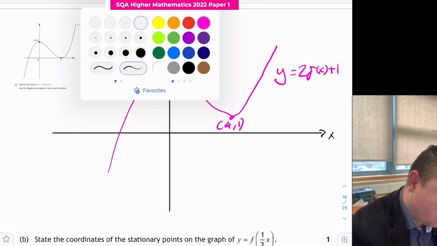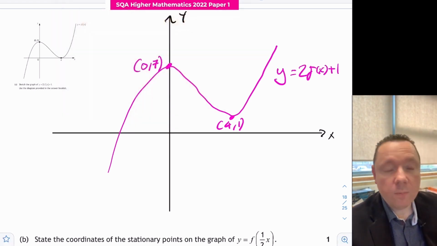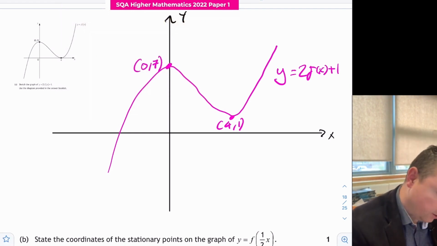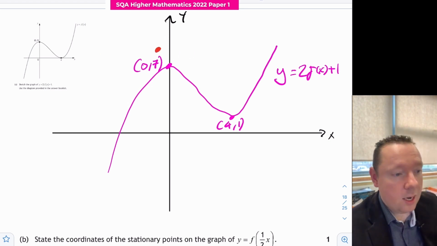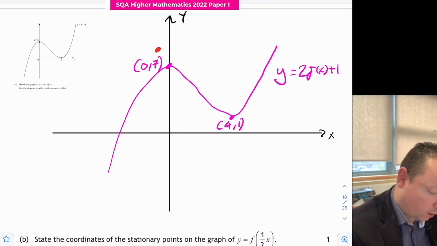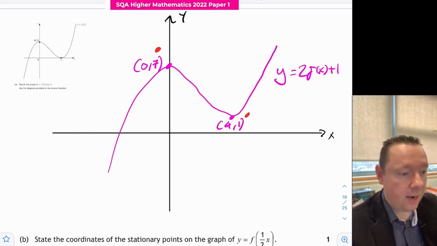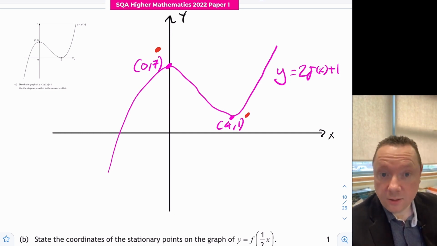So our marks for this, you get 1 mark for a vertical scaling of a factor of 2, which you can see from the graph. By that, we can see that you've timesed by 2 somehow. You get another mark for adding 1, so we can see you've moved up by 1. You're getting this from the turning points, really. And then transformations applied in the correct order.